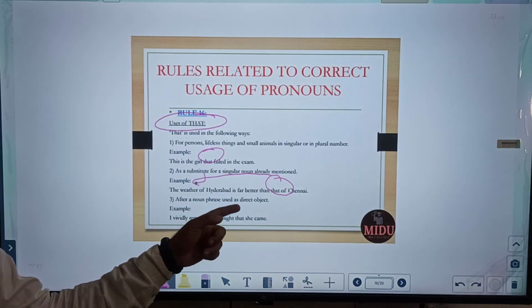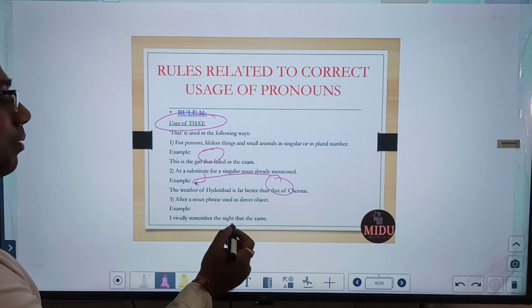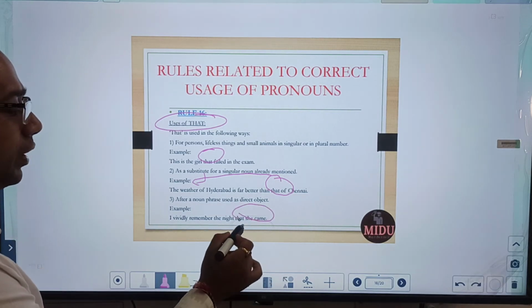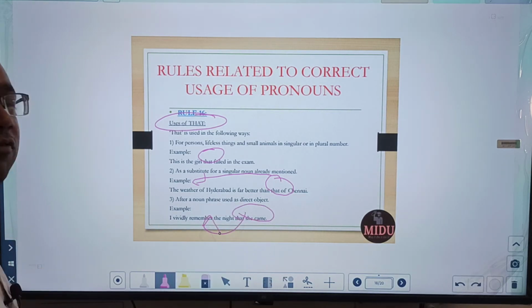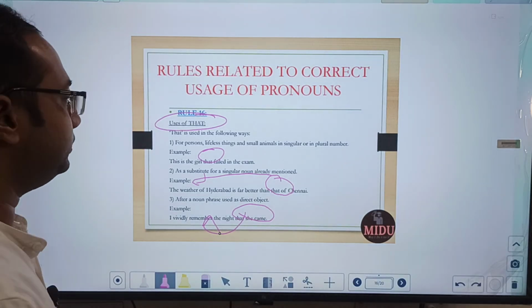After a noun phrase as a direct object: I vividly remember the night that she came. So here "that" is referring to the night in which you met that particular girl.